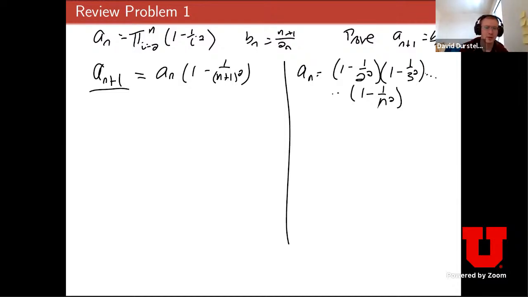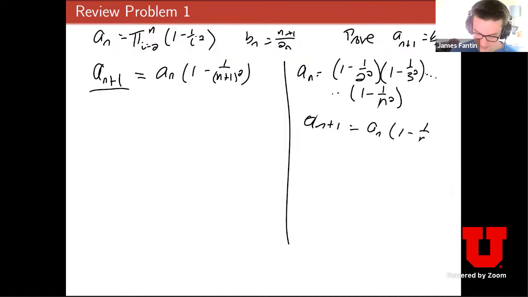Okay, yeah, I got it now. I was looking at B of n, not A of n. Yeah, then A sub n plus 1 is all the same stuff. You'll have all the same terms, but we're going to have an extra 1 minus 1 over n plus 1 squared. And so that's how we can break this up, because A sub n plus 1 has all the same terms multiplied. So then we're here. What would be the next step in this equation?